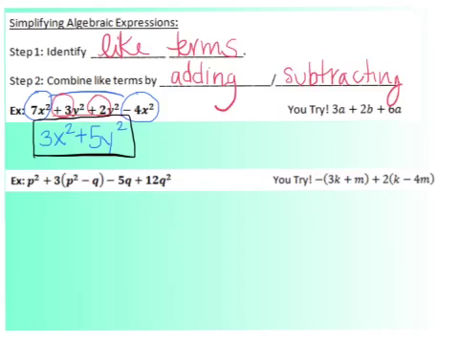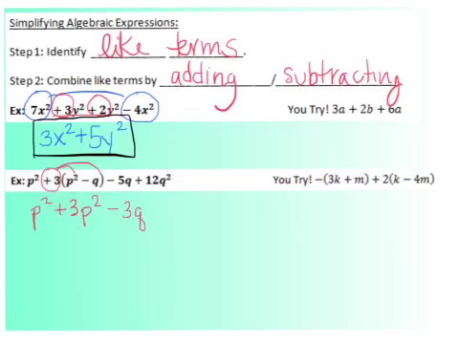So this first p squared, I'm just going to rewrite it. But this positive 3, since it's outside of the parentheses, I'm going to distribute it. The sign matters. If it said minus 3, then I would distribute a negative 3 to both terms. So positive 3 times p squared is a positive 3p squared. Positive 3 times negative q is a negative 3q.